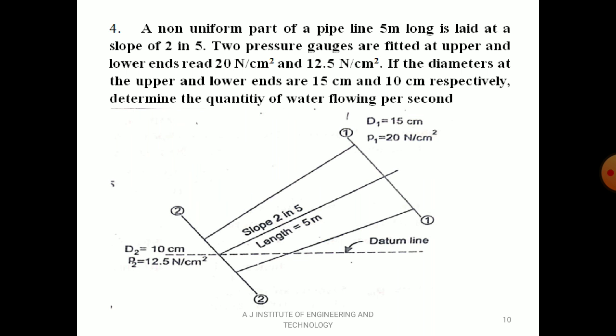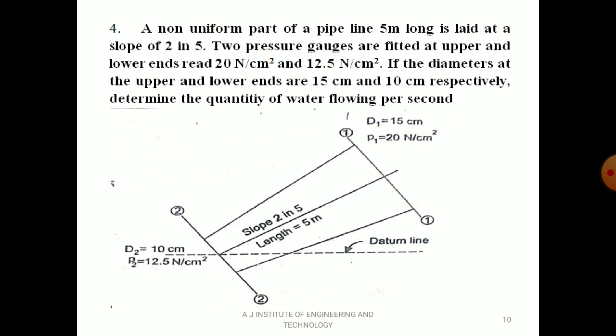Next problem. A non-uniform part of a pipeline 5 meter long is laid at a slope of 2 in 5. Two pressure gauges fitted at the upper and lower ends read 20 Newton per centimeter square and 12.5 Newton per centimeter square. If the diameters at the upper and lower ends are 15 centimeter and 10 centimeter respectively, determine the quantity of water flowing per second. The quantity of water flowing per second is Q, the volumetric flow rate, in meter cube per second. We are supposed to find Q here.